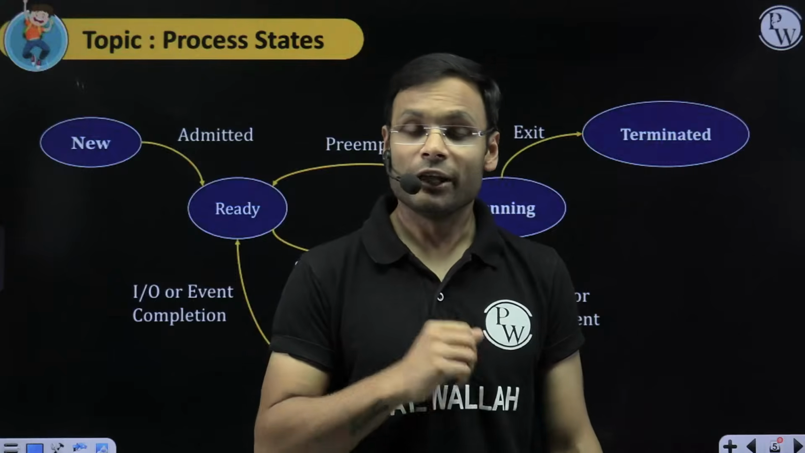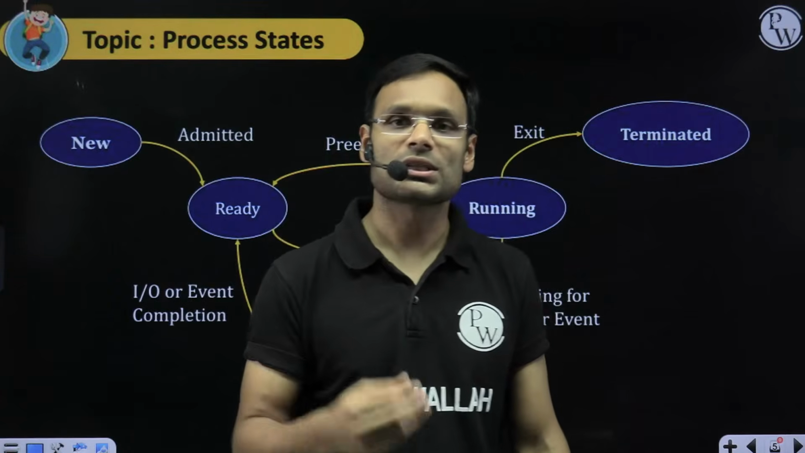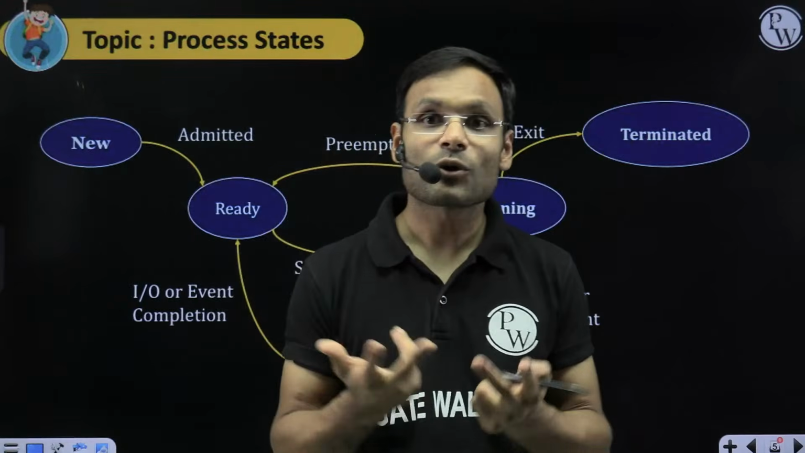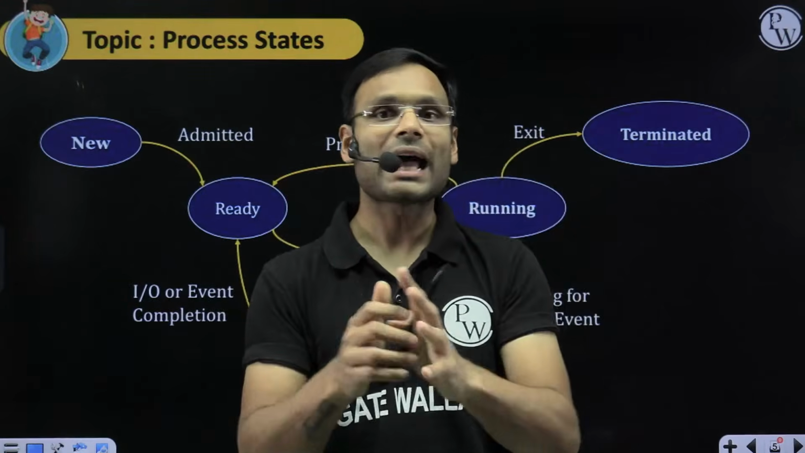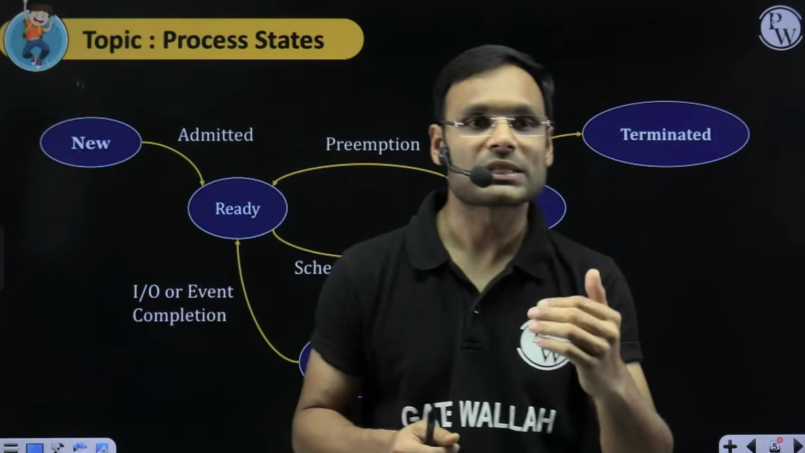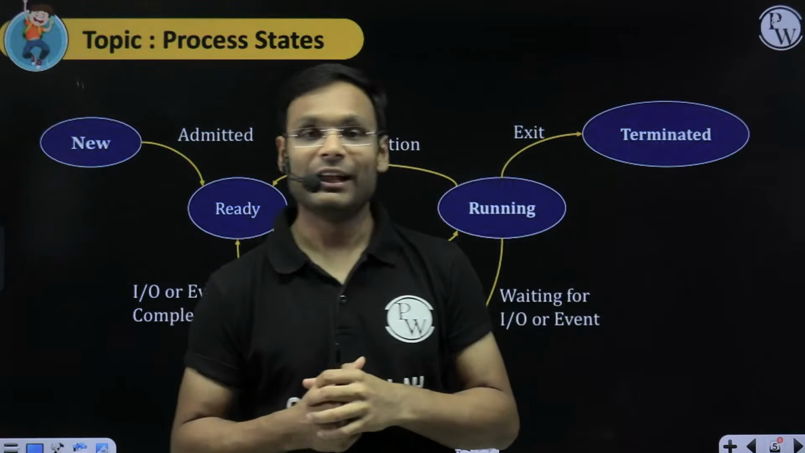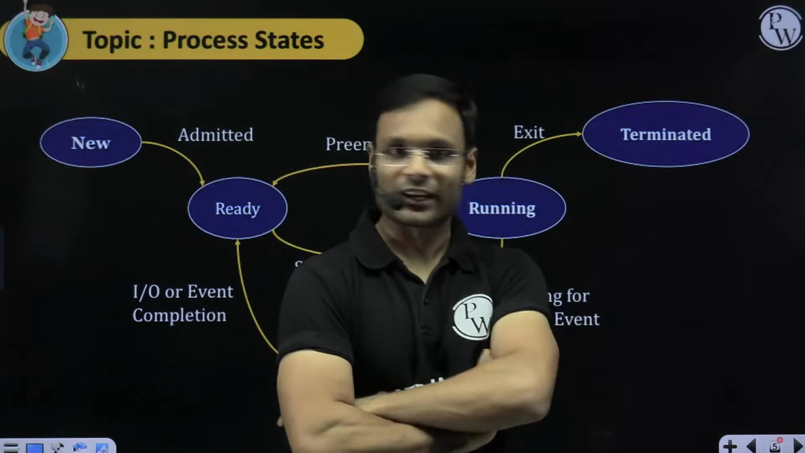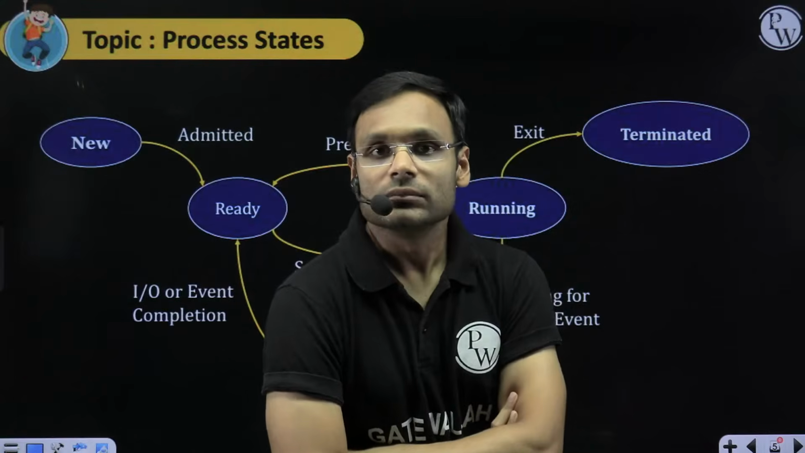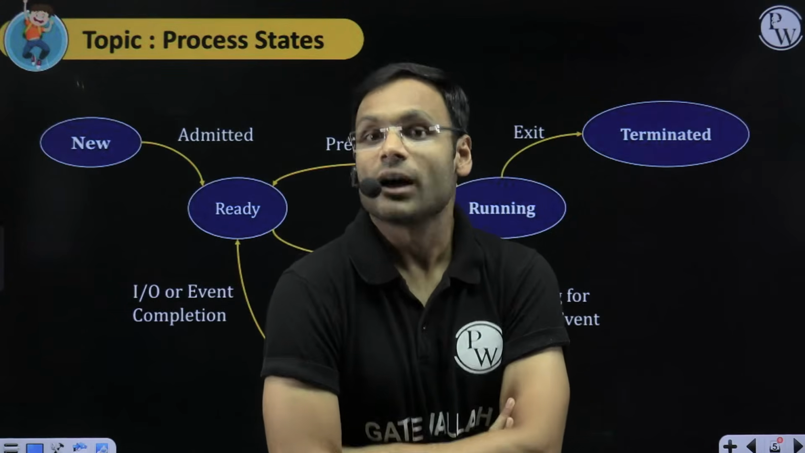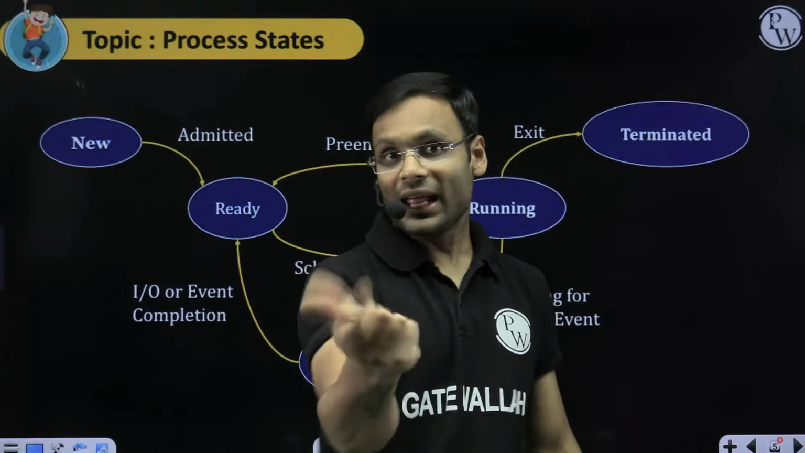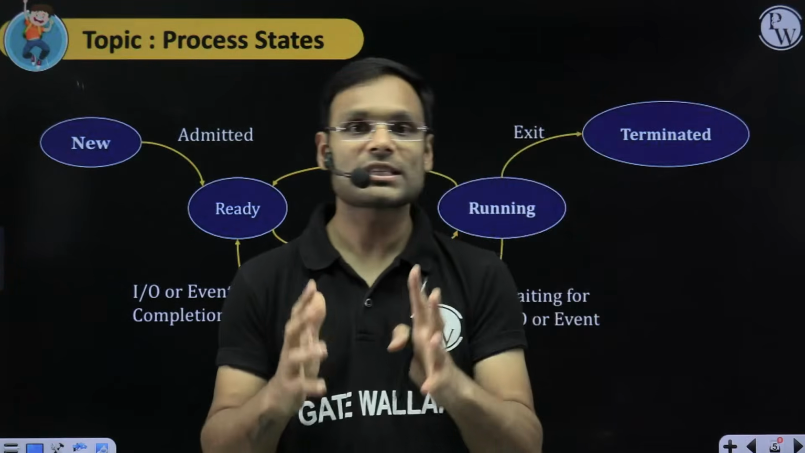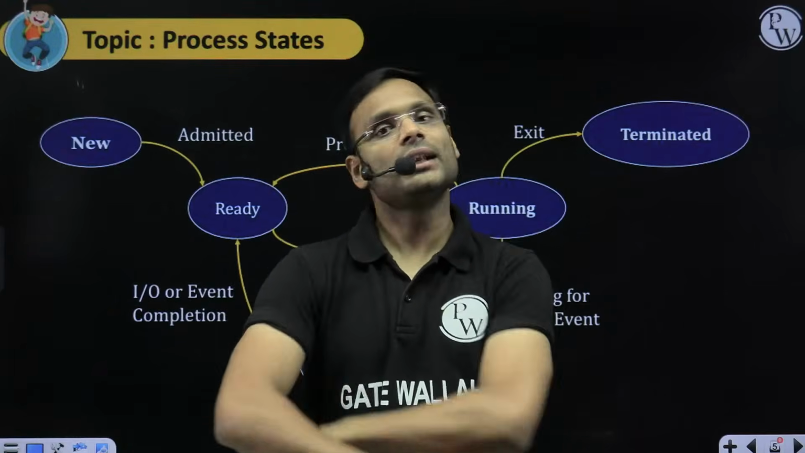Then, if one CPU can run only one process, what about the remaining processes? There are so many processes which are waiting. Waiting for what? Waiting for the CPU. So these processes are ready to run. As soon as the chance comes, those processes will execute on the CPU. So what are those processes doing? Waiting for the CPU, and they are ready.